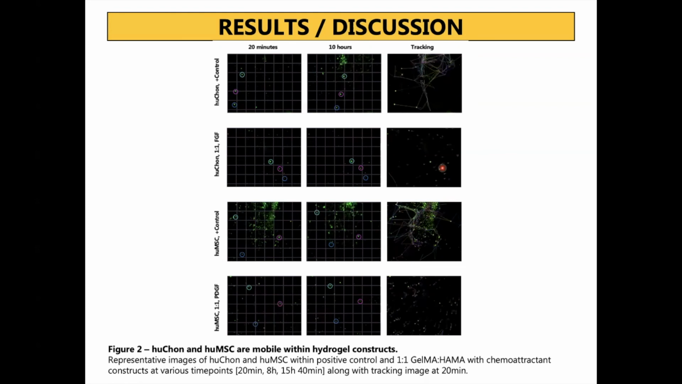Direction and speed of cell movement have not yet been quantified. However, observation suggests that cells are directed towards chemoattractant when moving within hydrogel, as you can see right here. They're directed toward the source over here. And right here, they're directed towards this side as well.